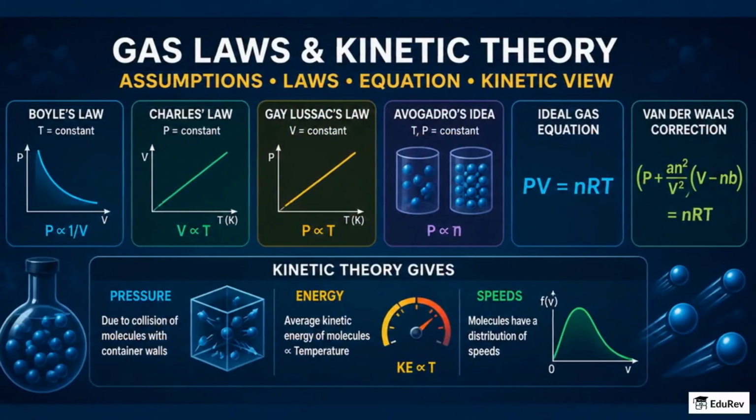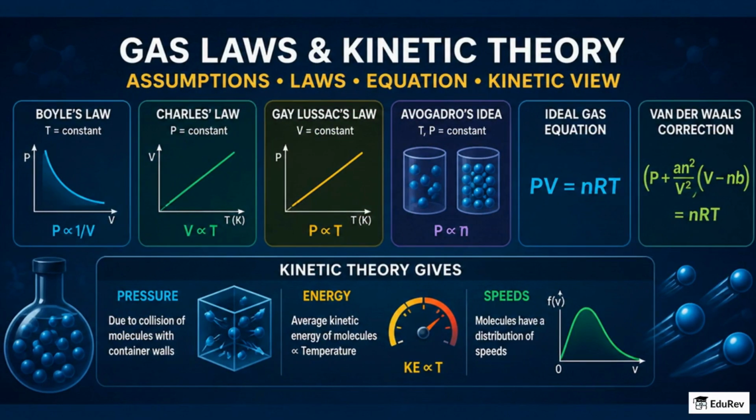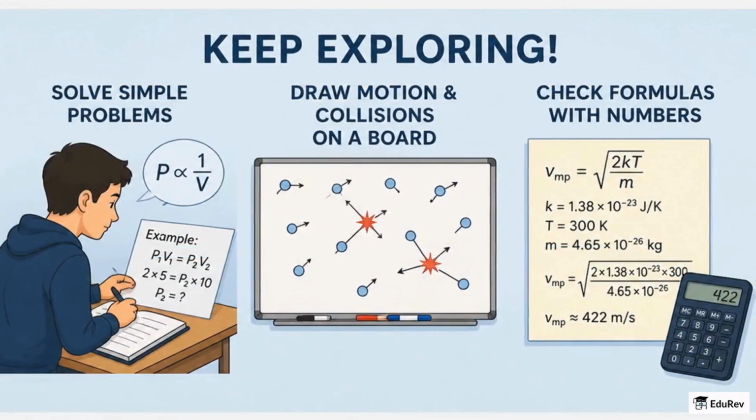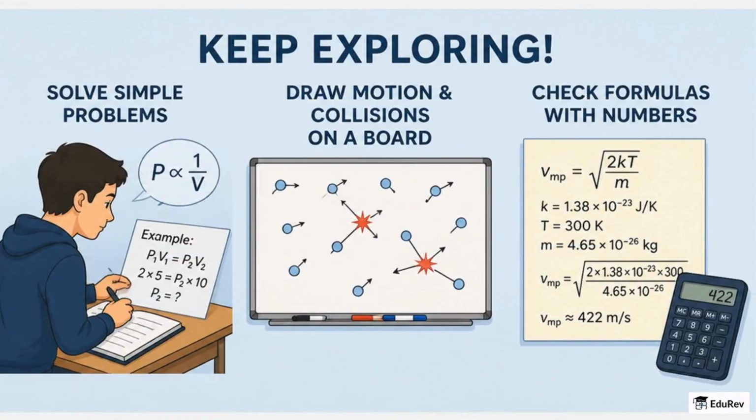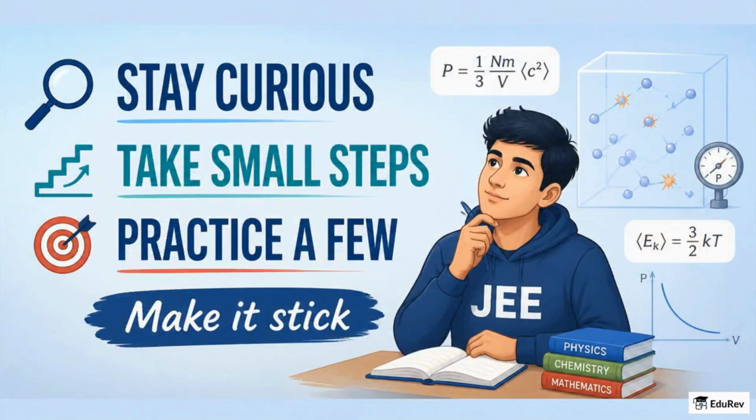So today we learn the main assumptions: Boyle's law, Charles' law, Gay-Lussac's law, Avogadro's idea, the ideal gas equation, van der Waals correction, and how kinetic theory gives pressure, energy, and speeds. Keep exploring these ideas with simple problems. Draw motion and collisions on a board and check the formulas with numbers you know. Stay curious, take small steps, and practice a few examples to make the ideas stick.